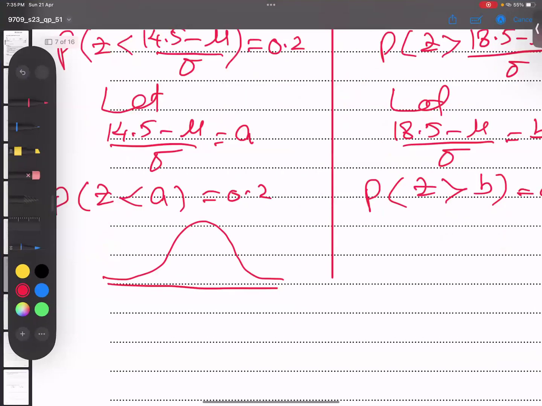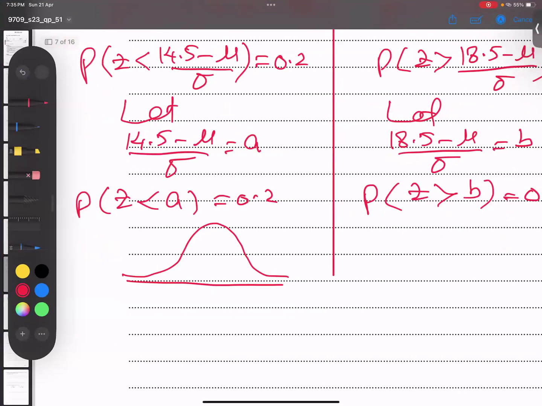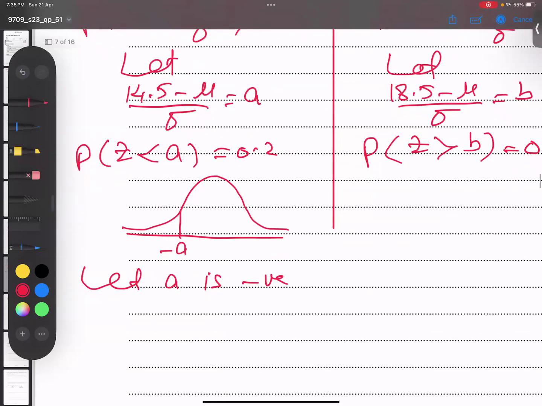That is why if I say less than A, if I assume this A is positive, and less than this is this one, equal to 0.2, which is not possible. Why not possible? Because this probability is not available in the table. It means positive is not possible. I will take it negative, and I will write here, let A is negative. Then less than means this portion is less than.